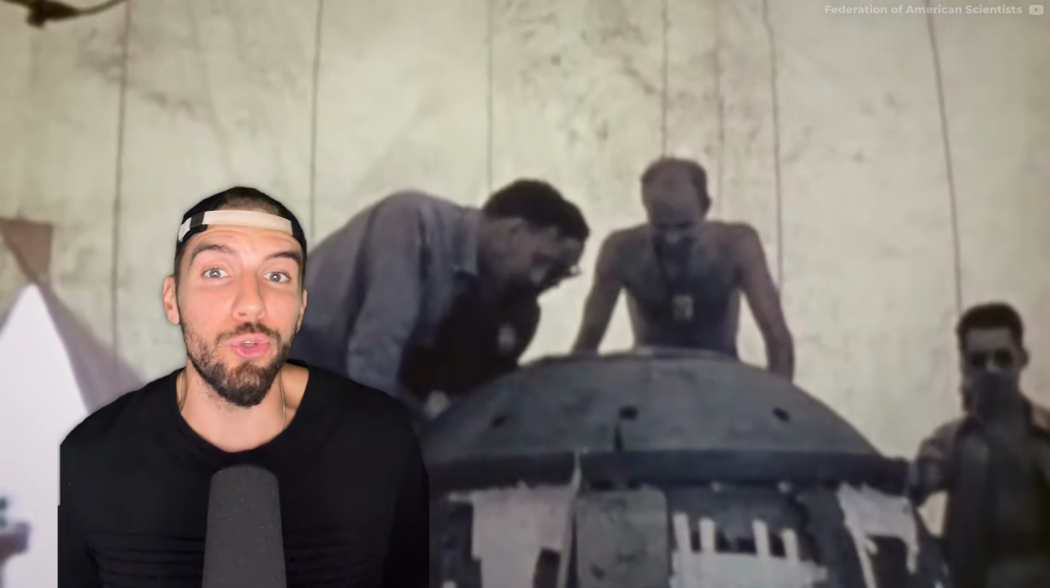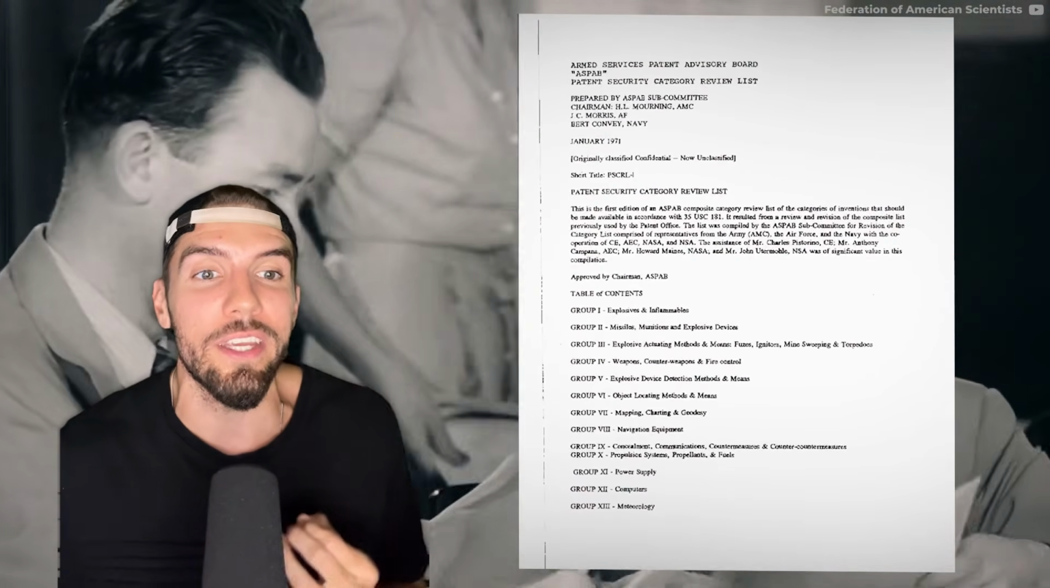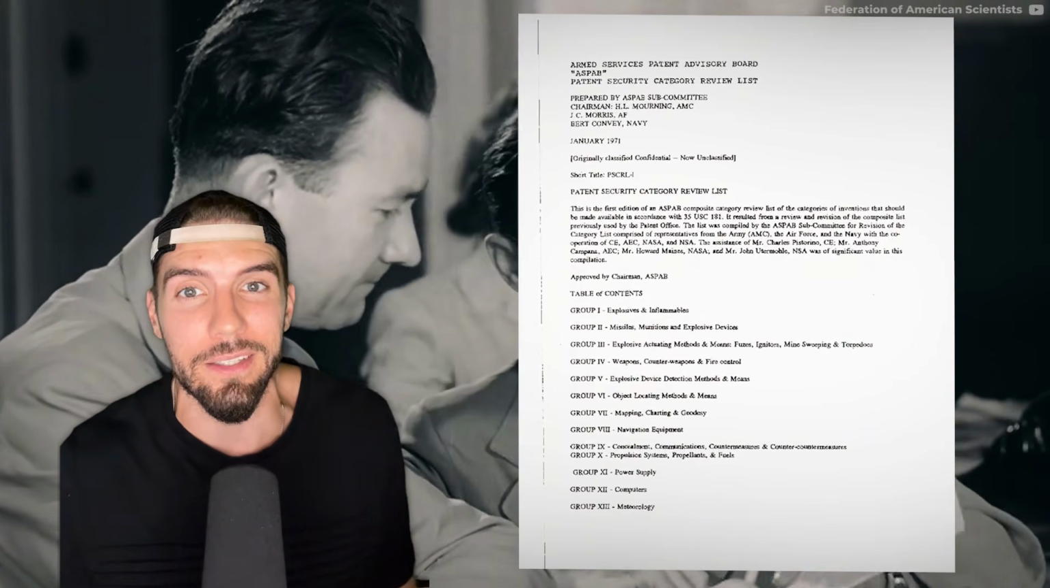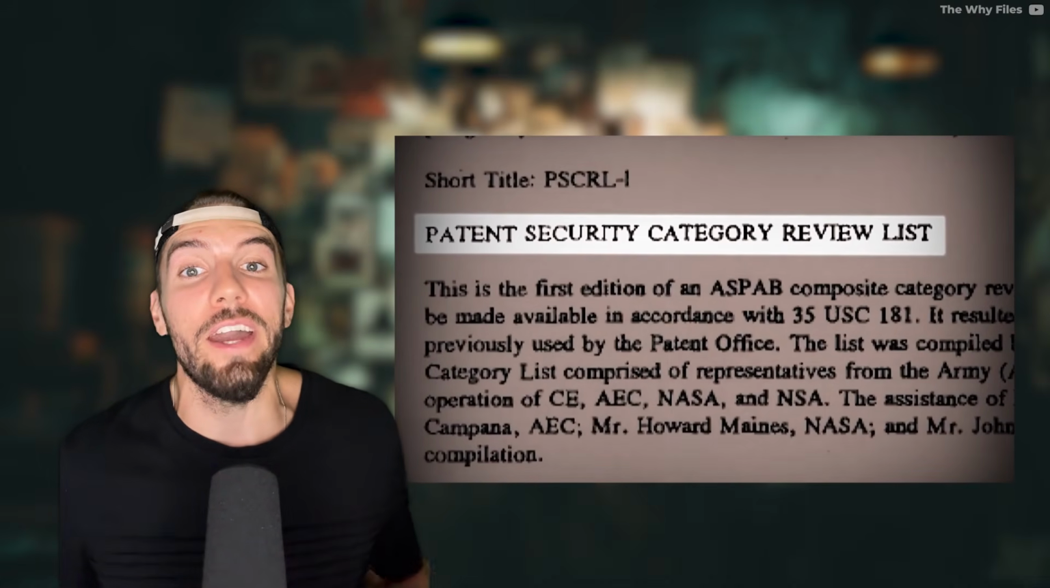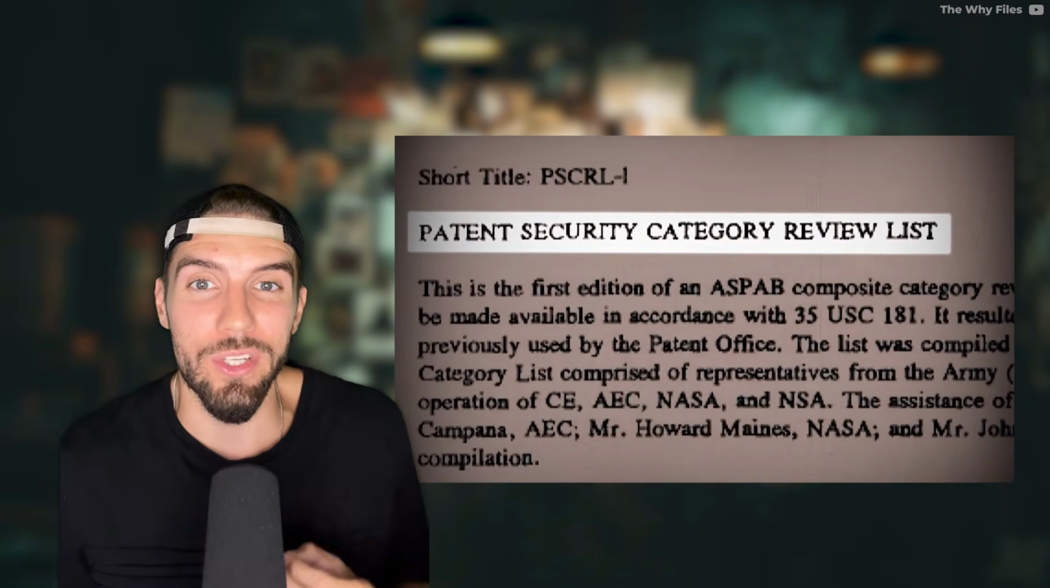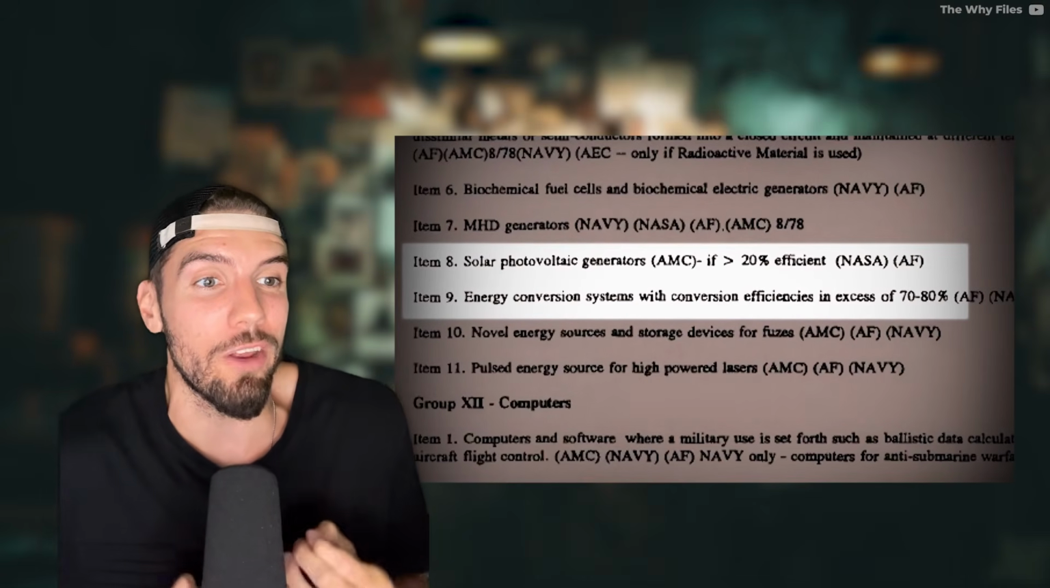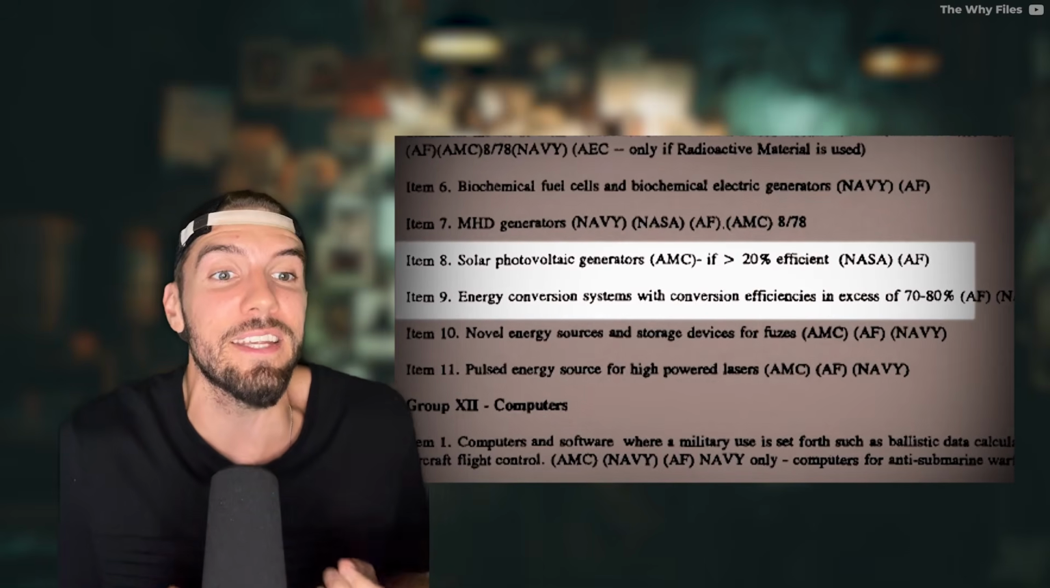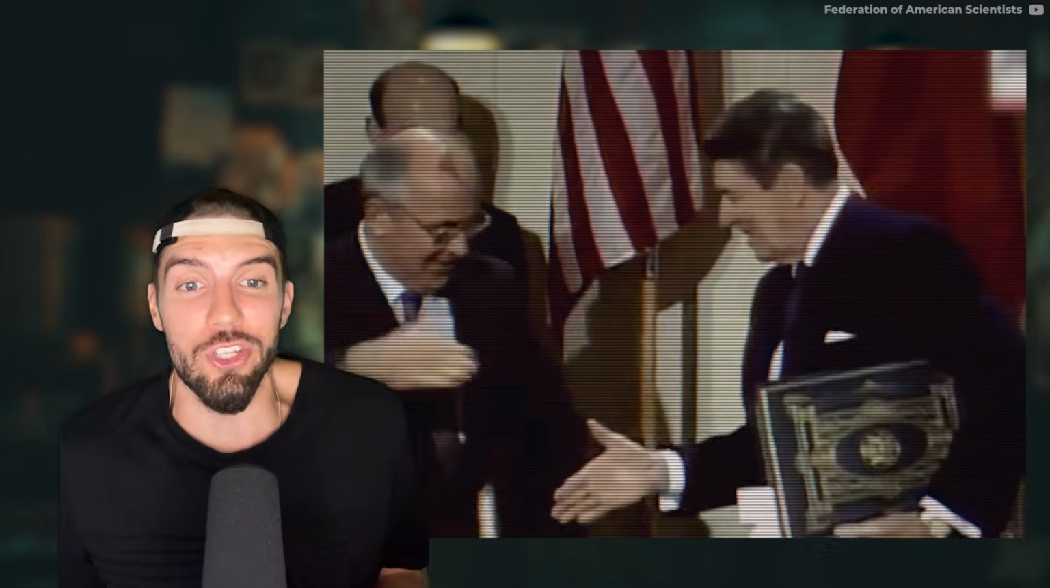In 2010, the Federation of American Scientists revealed that over 5,000 inventions were hit with a secrecy order in that year alone. Many of them had to do with anti-gravity, clean energy, and alternate propulsion methods like zero-point energy. And this isn't even a secret. In the 1970s, a declassified document called Patent Security Category Review List rubbed it in our faces, listing all categories of inventions that are classified as secret by law. Item 9 of those categories explicitly states energy conversion systems with conversion efficiencies in excess of 70 to 80%, outright telling us they do not allow technology that produces engines that are too efficient.